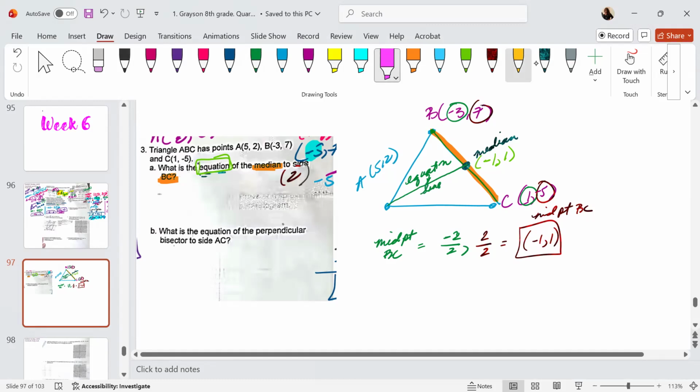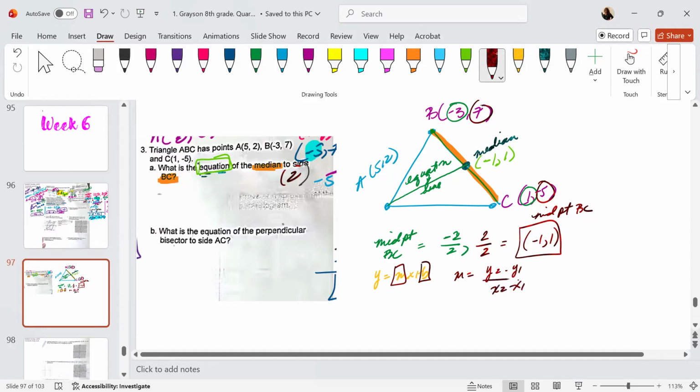So to find the equation of that line, y equals mx plus b, correct? So what are the two things you need for the mx plus b? Slope and y-intercept, correct? The slope equation is what?